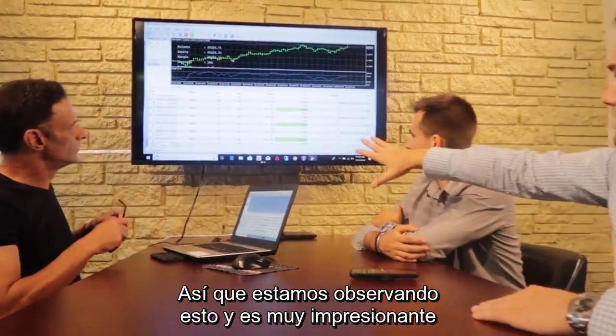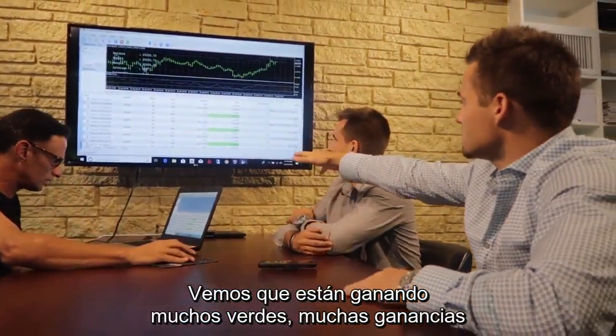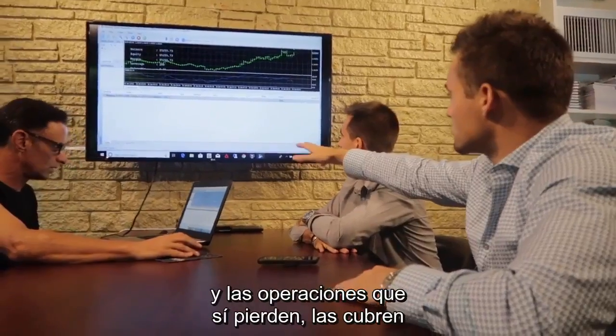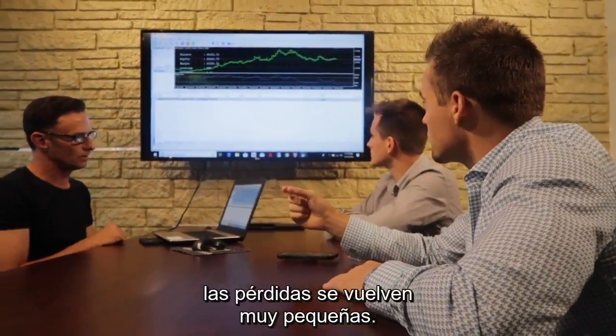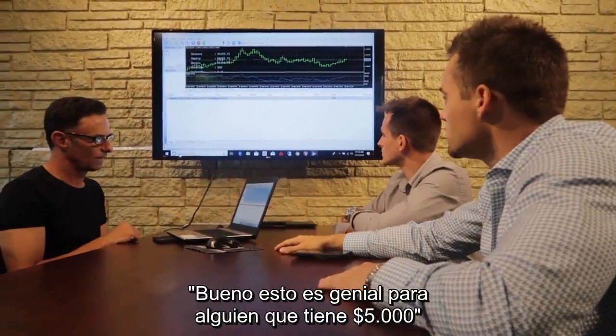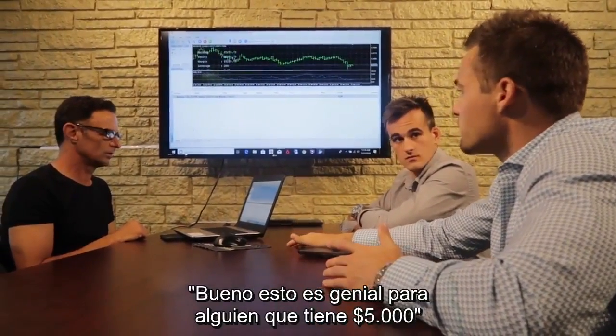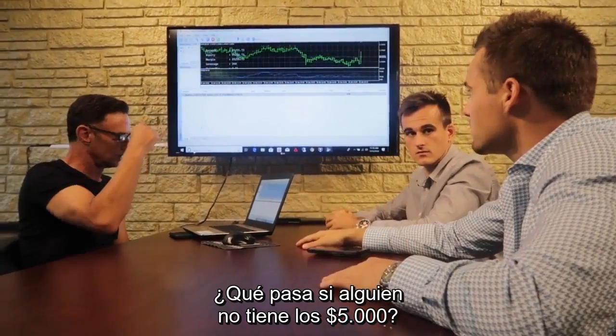So we're looking at this, and it's obviously very impressive. We're seeing lots of green, lots of profits, and the trades that it does lose, it hedges it where the losses become very small. But what about somebody that's like, well, this is great for somebody that's got $5,000. What if somebody doesn't have $5,000?